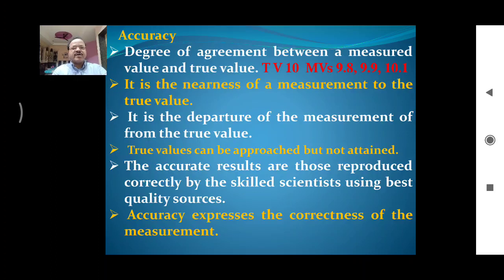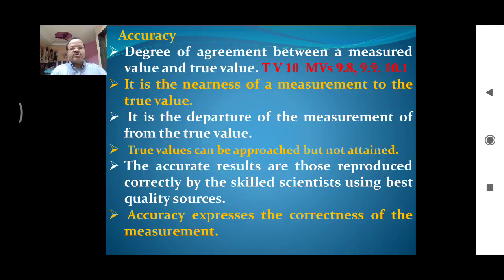The first point is accuracy. When we carry out analysis of a sample or solution, accuracy in the results is very important. So what is this accuracy? Let us see its definition: degree of agreement between a measured value and true value.